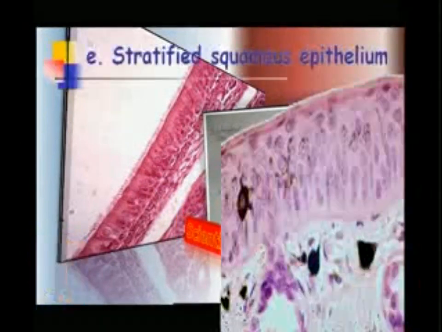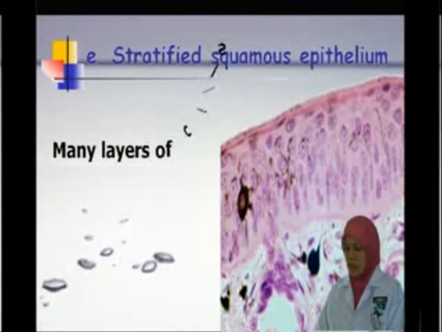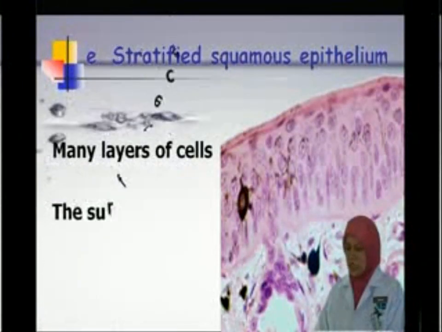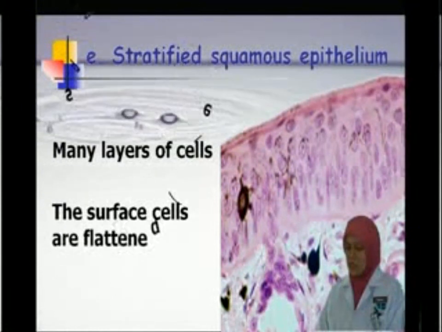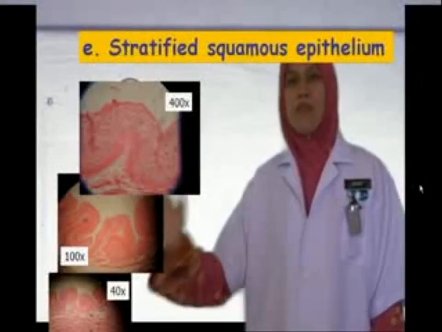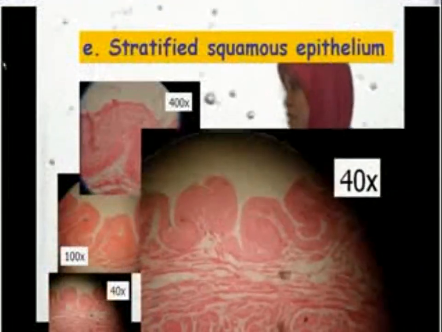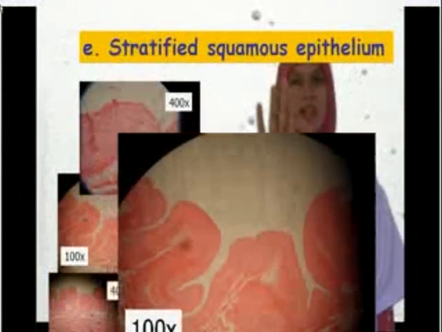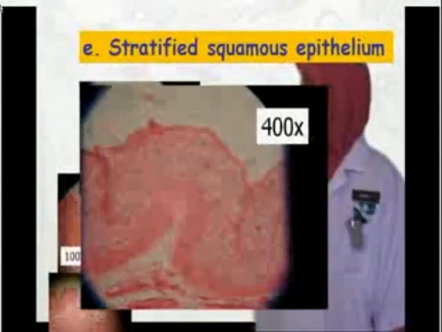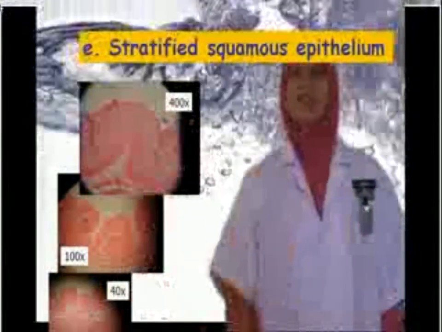Scientific drawings. Stratified squamous epithelium. Many layers of cells. The surface cells are flattened. 40 times, 100 times, 400 times.